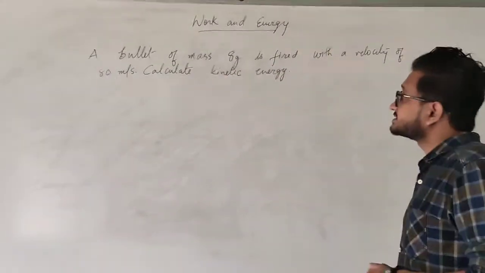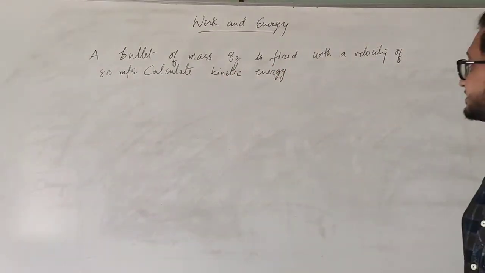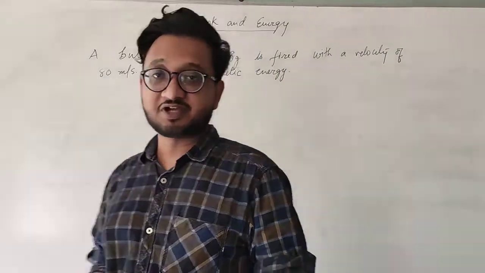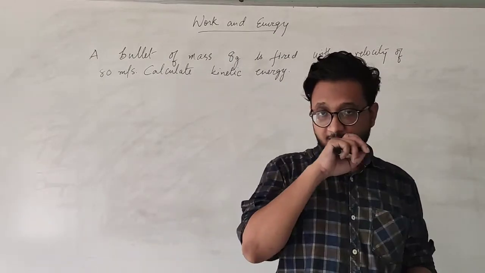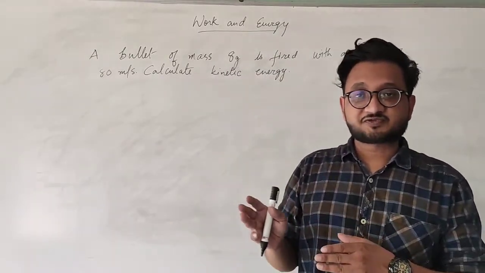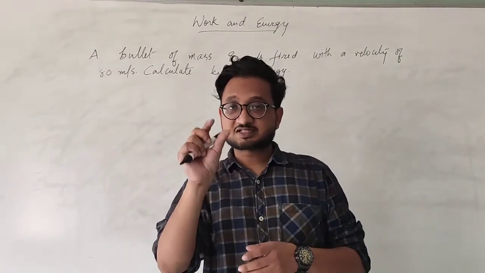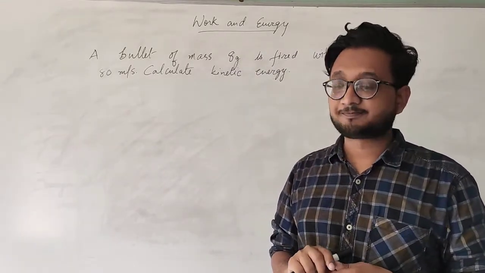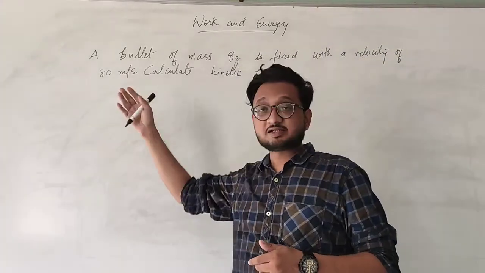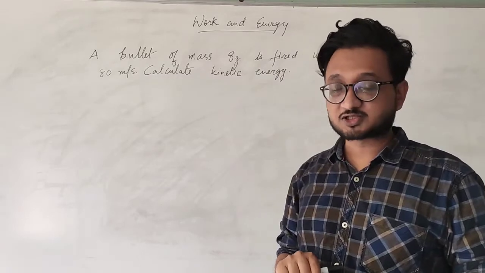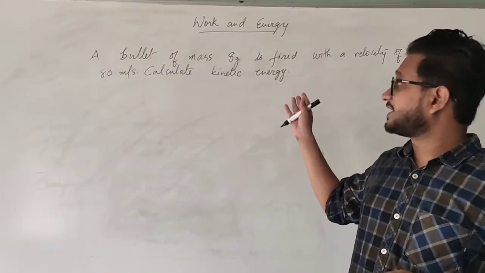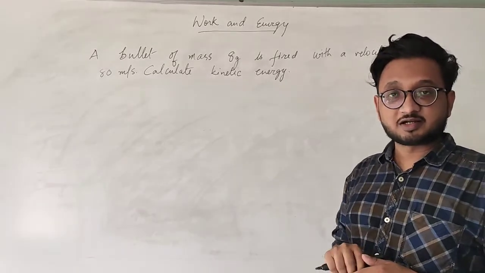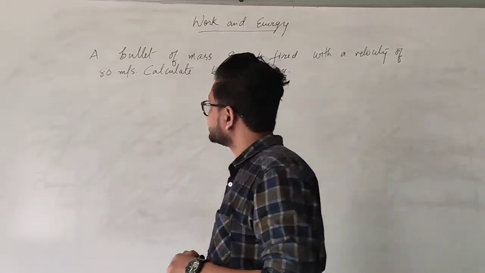A question is, a bullet of mass 8 grams is fired with a velocity of 80 meters per second. Calculate its kinetic energy. So, a bullet is fired from a gun which has a mass of 8 grams only, but its velocity is 80 meters per second. That's quite a lot. Okay, so the question asked is, find the kinetic energy of the bullet.